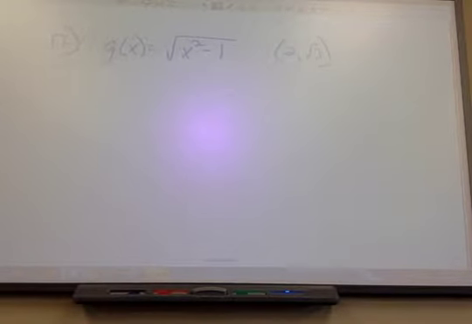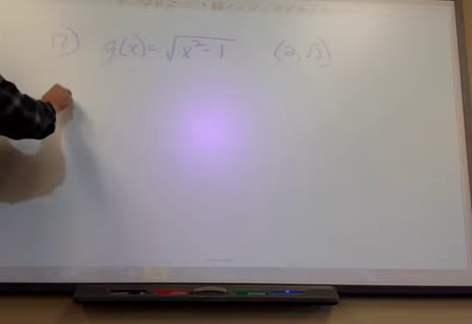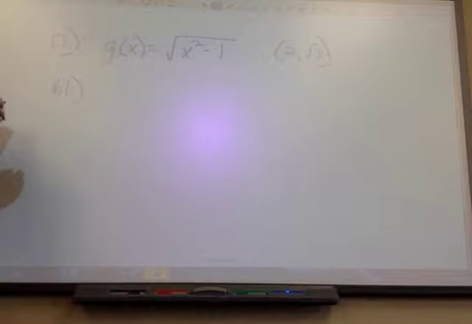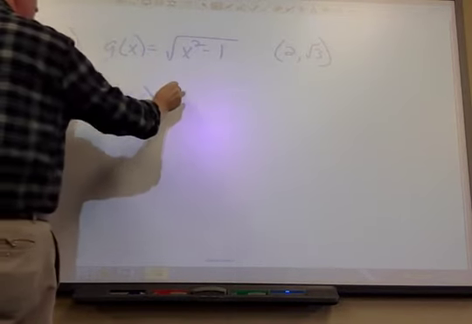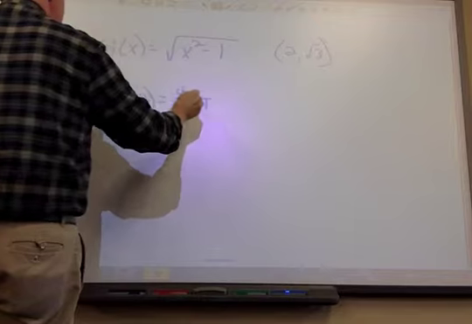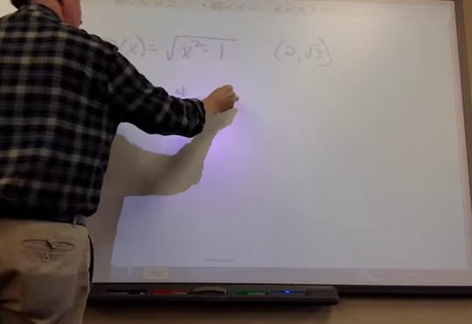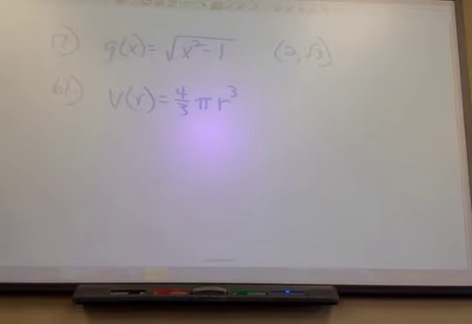Any other concerns? Number 61. It says the volume of a spherical cancerous tumor is given by V equals 4/3 pi r cubed, where r is the radius of the tumor in centimeters. By what factor is the volume of the tumor increased if the radius is doubled?